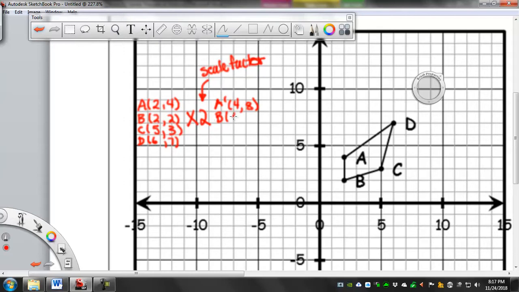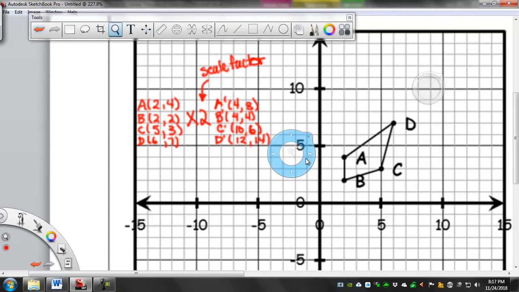B prime is 4 and 4. C is 2 times 5 is 10, 2 times 3 is 6, so C prime would be 10 and 6. And then D prime, 2 times 6 is 12, 2 times 7 is 14.